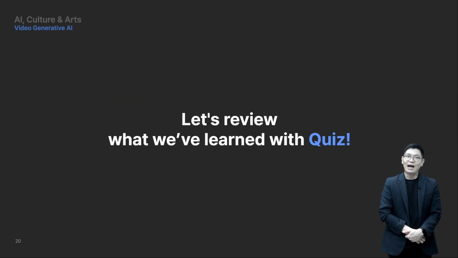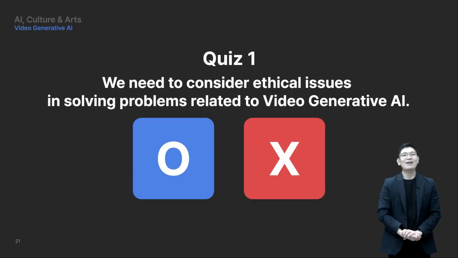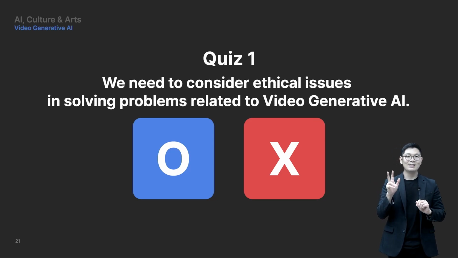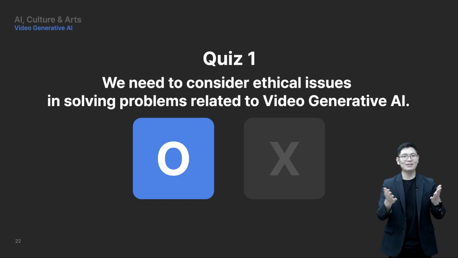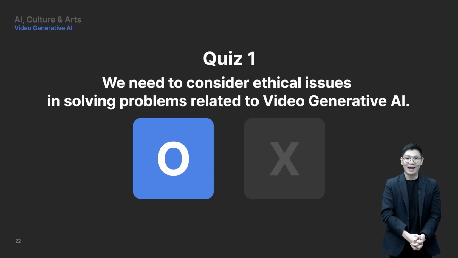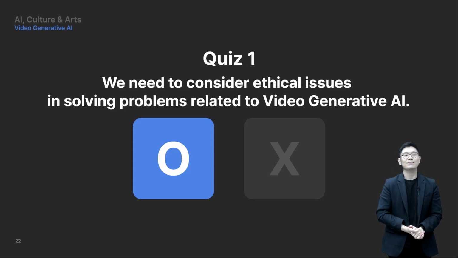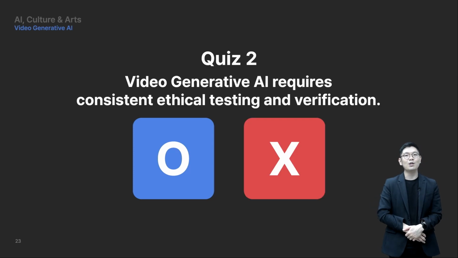Then now let's review what we've learned with a quiz. Quiz 1. We need to consider ethical issues in solving problems related to video generative AI. OX 3, 2, 1. The answer is O. That's right. The ethical issues of generative AI are far from settled. We have to keep thinking about the ethical agenda.